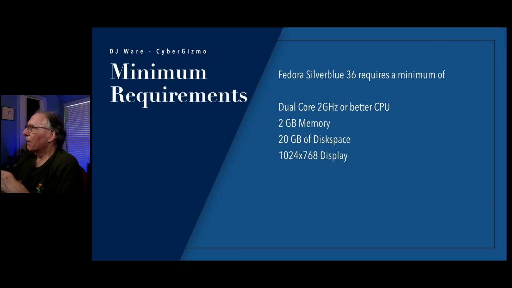But what are their minimum requirements? Well, it's a little bit more than Fedora Workstation because you've got a lot more going on here, right? You've got Flatpaks, and you've got Toolbox, and you've got Podman, and you've got the OSTree. So you'll need a dual core 2 gigahertz or better CPU. You're also going to need about 2 gig of memory, probably 4. You're going to need 20 gig of disk space, and you're going to need a monitor, if you're using this for a desktop, of 1024 by 768 or better.